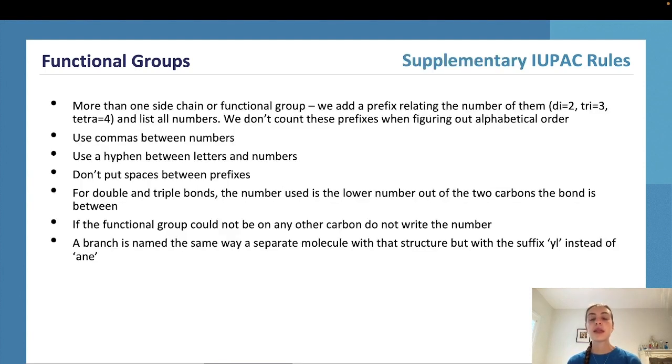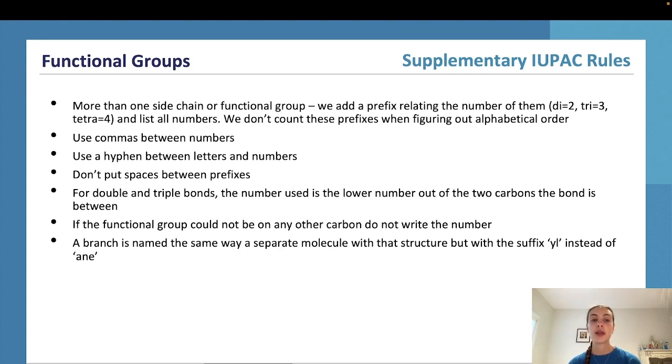So now we can look at some of our supplementary IUPAC rules. And so this is talking about extra rules which help in making the naming a bit more clear. So if we have more than one side chain or functional group, we need to add a prefix which relates to the number of them. So as I was previously talking about before, if there's 2 of a particular functional group, we have to use di, 3, tri, tetra, 4, etc.